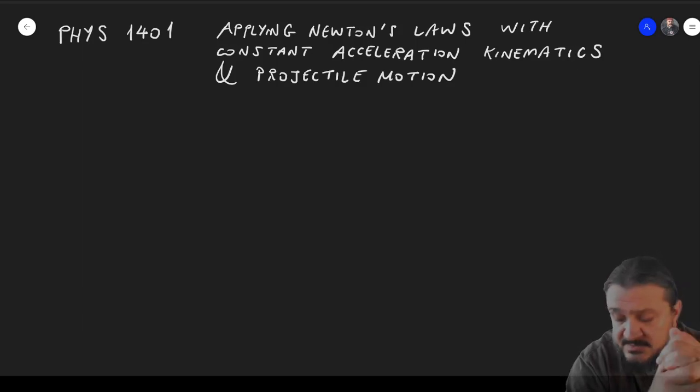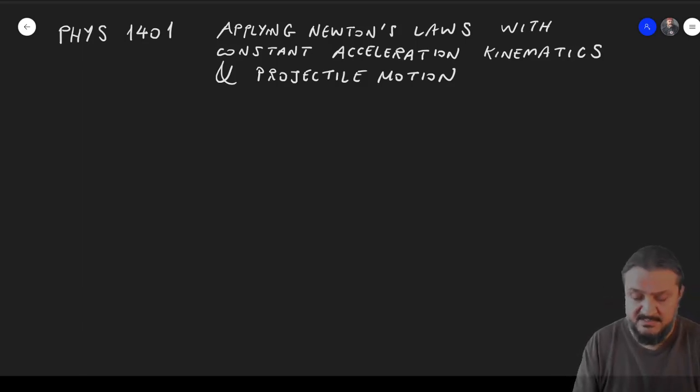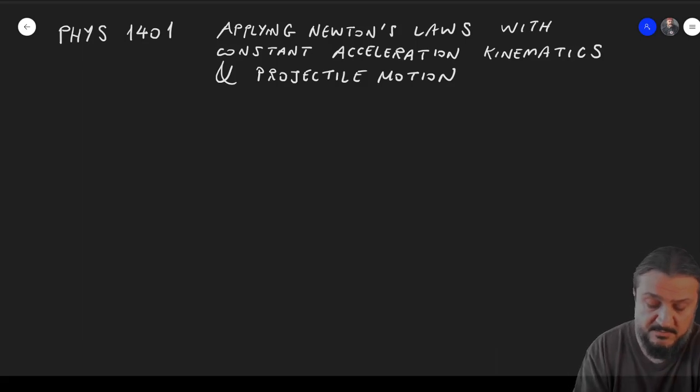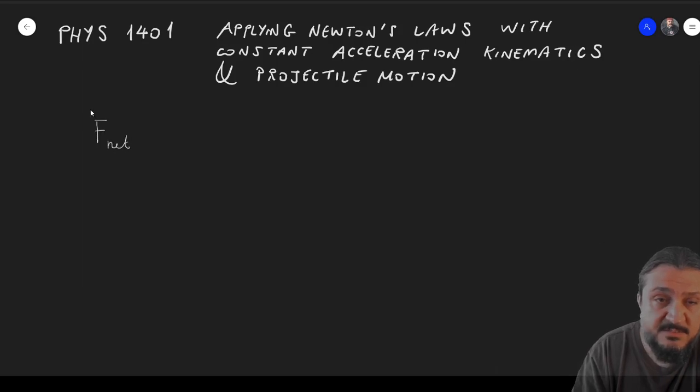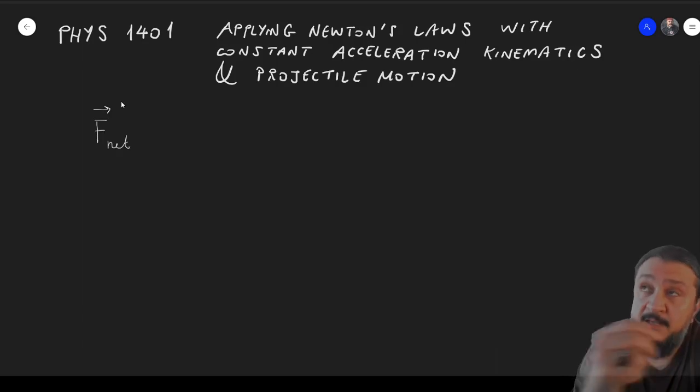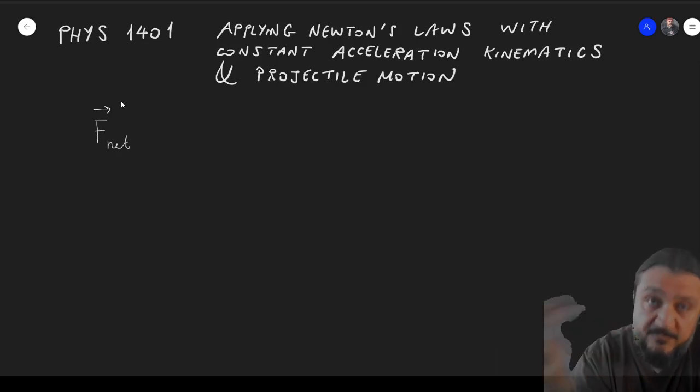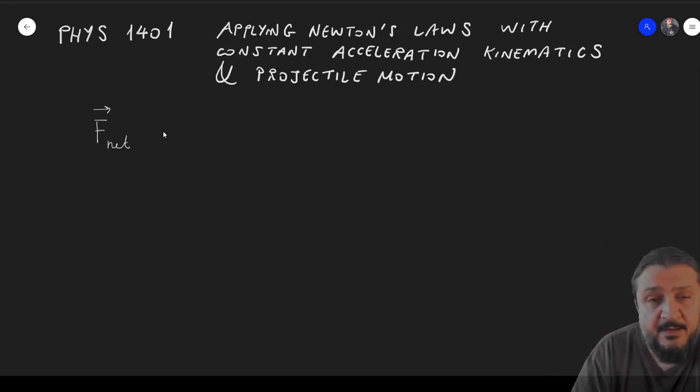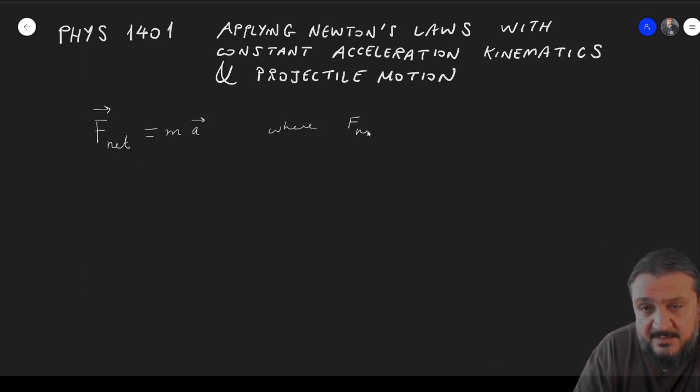Now, Newton's second law is a universal law, pretty generic. Let's remember what the second law was. The net force acting on an object, which is, by definition, the vector sum of all external forces, is equal to its mass times its acceleration, where F net, it's very important.